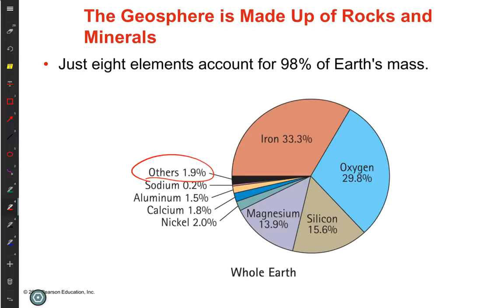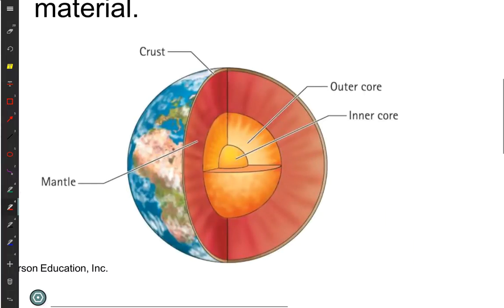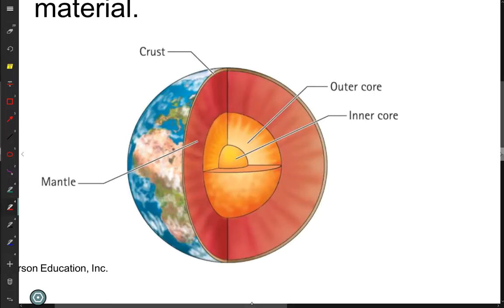So this is a whole Earth graph. Now we're going to look at just the crust of the Earth. The crust, just like on a loaf of bread, is a very thin layer at the exterior of the earth. And so the crust of the earth, here's a cutaway picture of the earth as we understand it. You see the crust is that very thin brown layer. And then we have this reddish layer is the mantle.